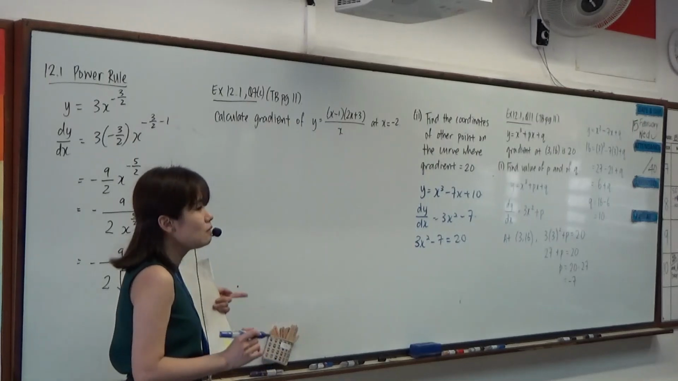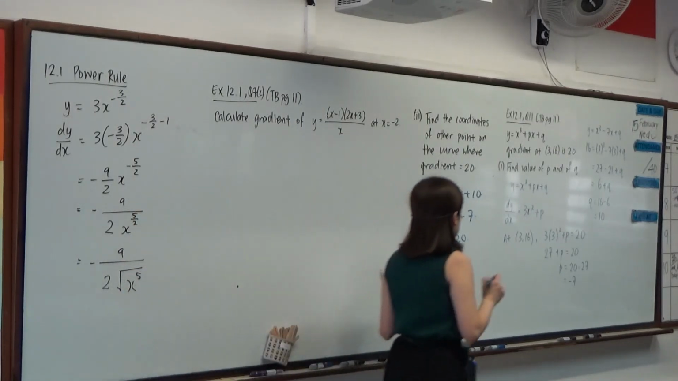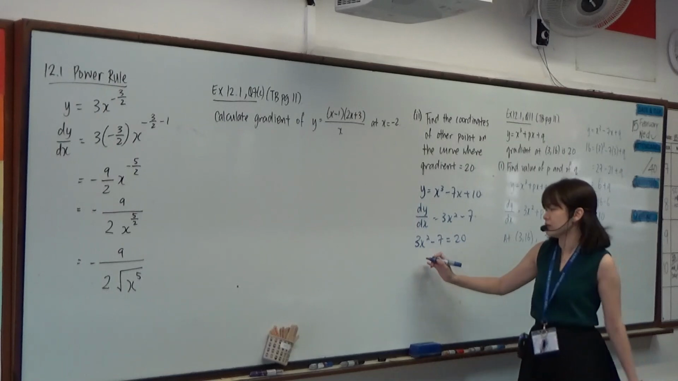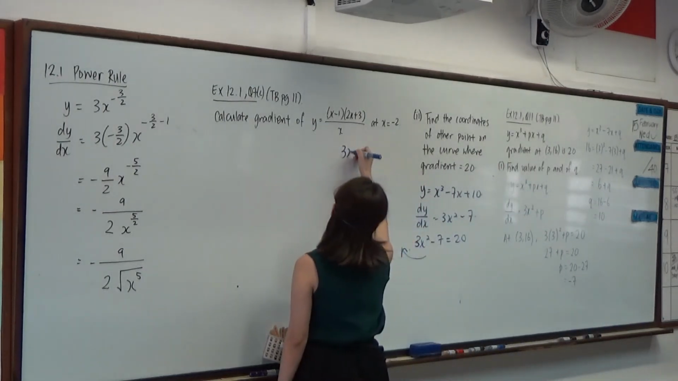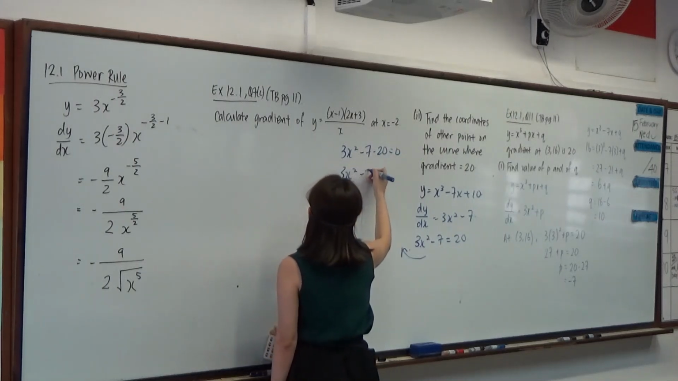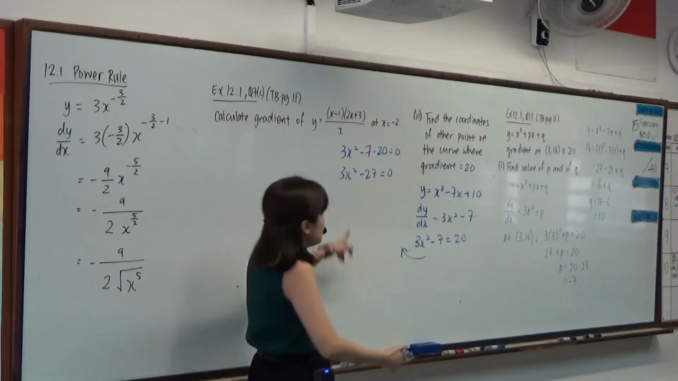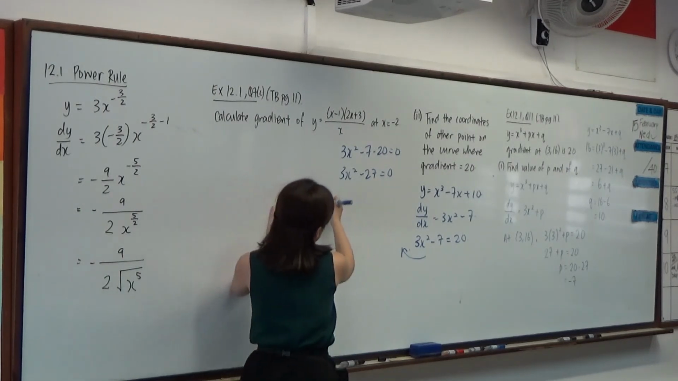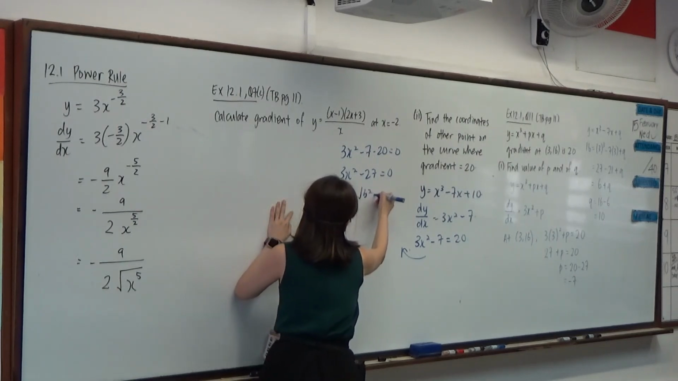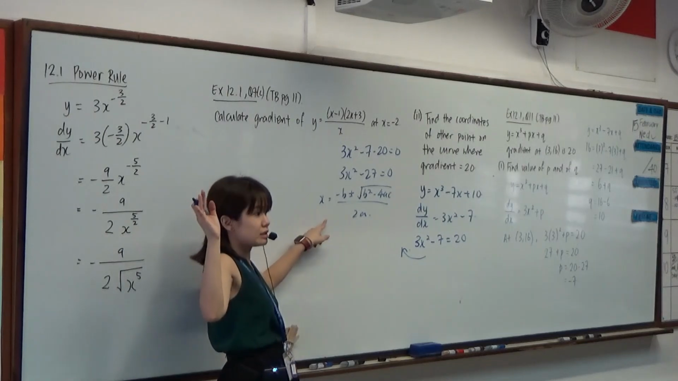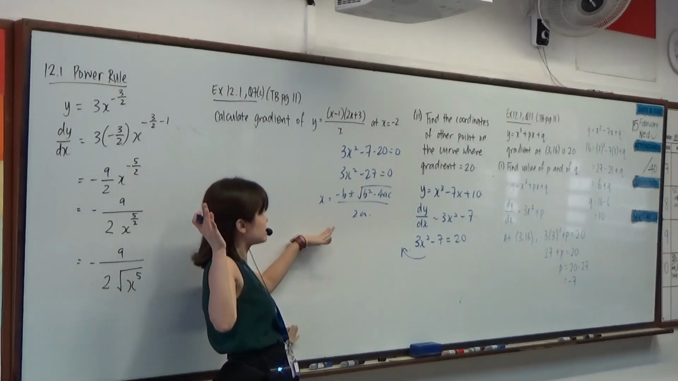How would you want to go about solving 3x squared minus 7 equals 20? How many of you would actually shift the 20 over? So option 1, 3x squared minus 7 minus 20, and then use your quadratic formula. That means you use x equals this formula. How many of you would do this? Okay, then what about the rest?